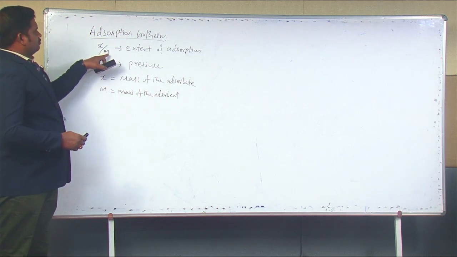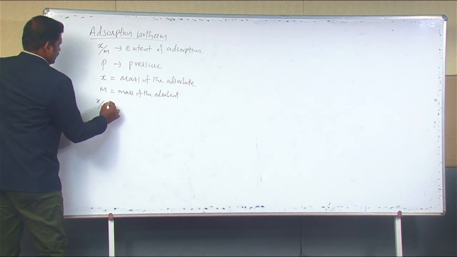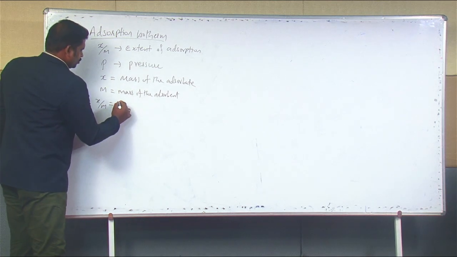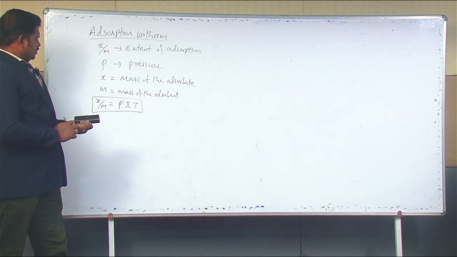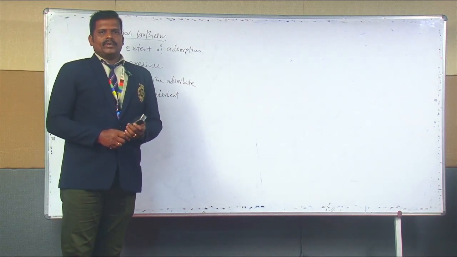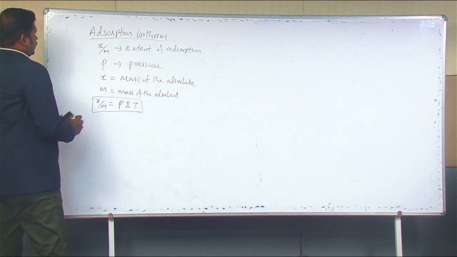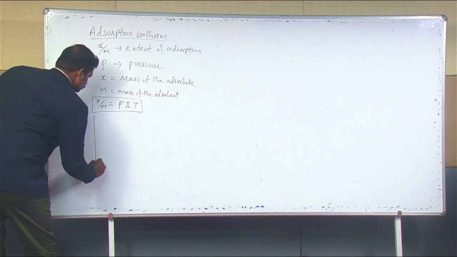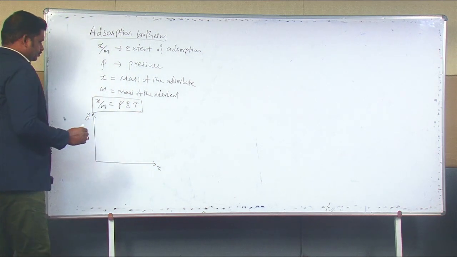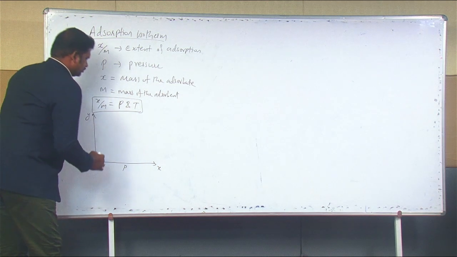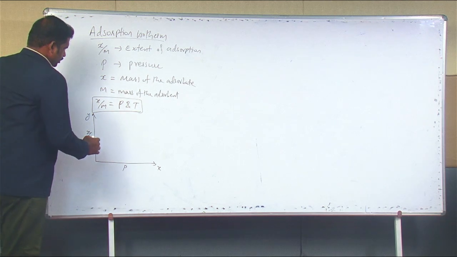So the extent of adsorption, that means x by m, depends on both pressure and temperature. We can explain this relation using a simple graph between x by m and p, that means extent of adsorption and pressure. Here pressure P is marked along the x-axis and extent of adsorption, x by m, is marked along the y-axis. So here we can get a curve.